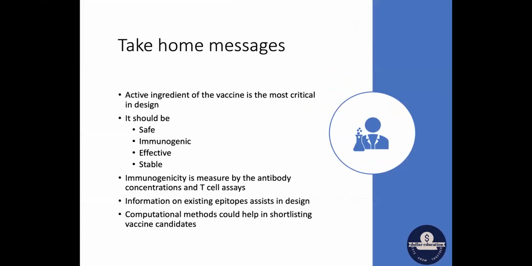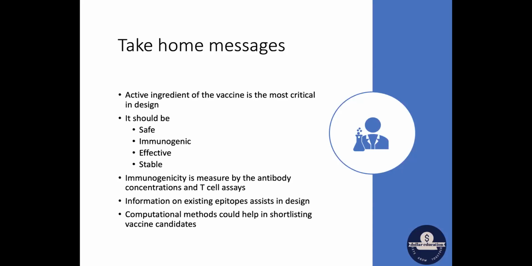And this is the take home message and my last slide, and I think I have enough time that I can take questions. So our take home messages are: the active ingredient of the vaccine is the most critical in design, right? And it should be safe, immunogenic, effective, and stable. Stable just for transport purposes and to keep it in the freezer. So it should be safe, immunogenic, effective.